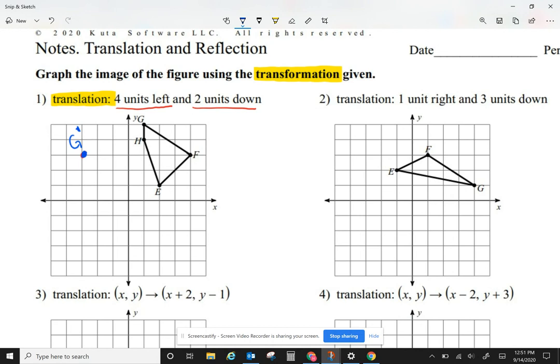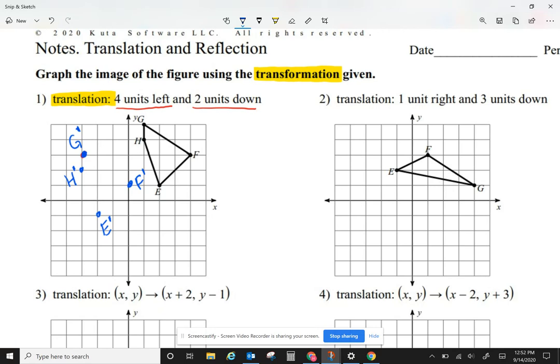It doesn't matter which point I go for next. Let me look at point F. So we see point F. Let me move it 4 to the left and 2 down. And that's going to give me the point F prime. Let me do the same thing with E. Let me move it 4 to the left and 2 down. That gives me my point E prime. And for H, let me do it 4 to the left and 2 down. And that gives me my point H prime.